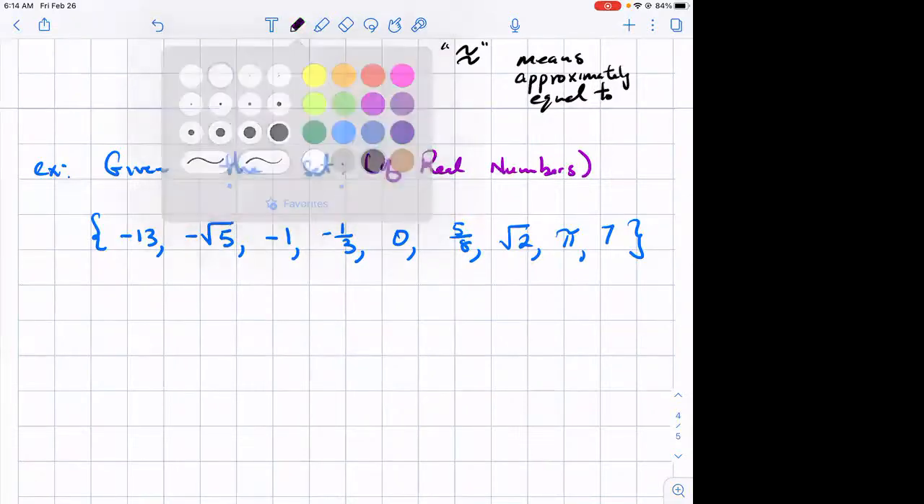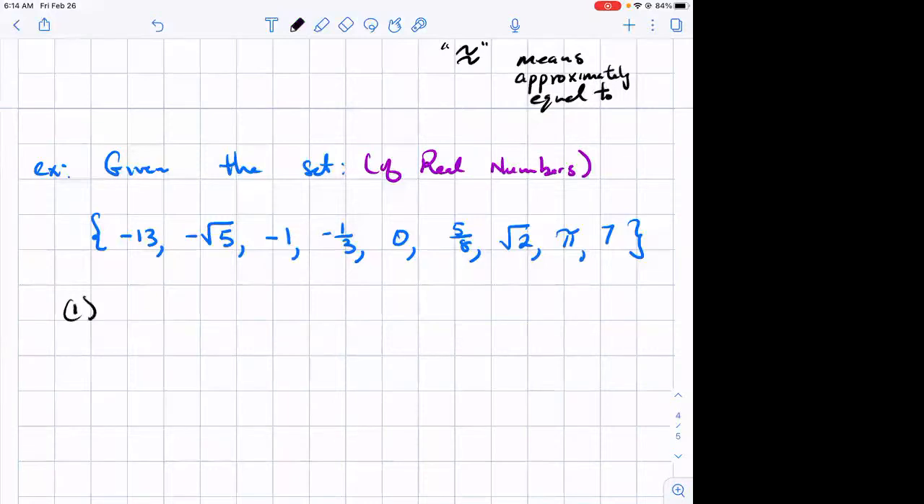I would like you to identify. So question 1. Identify the natural numbers. So now you have to know what is a natural number.